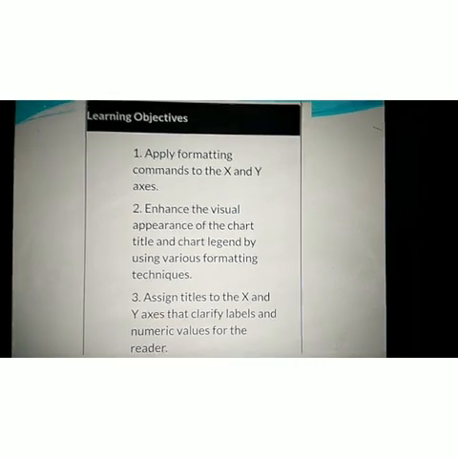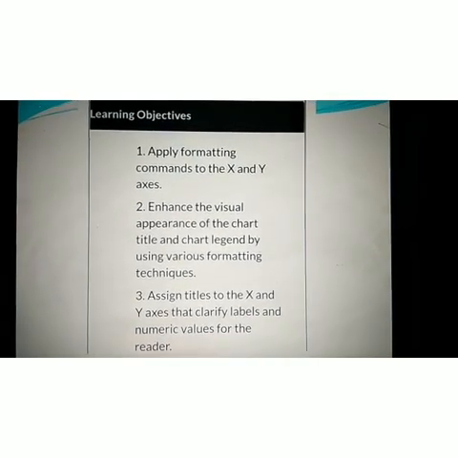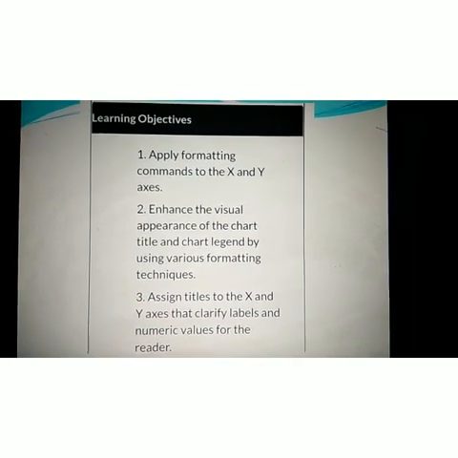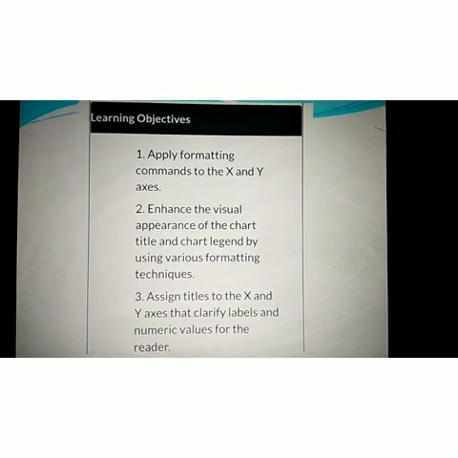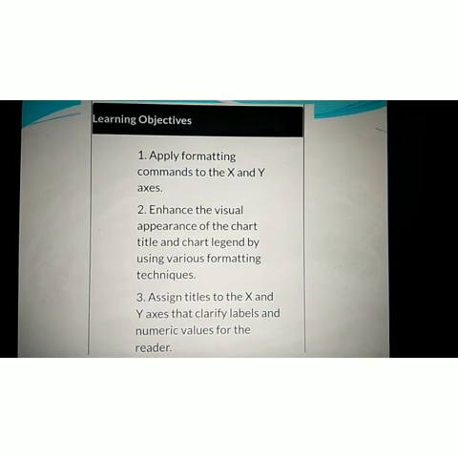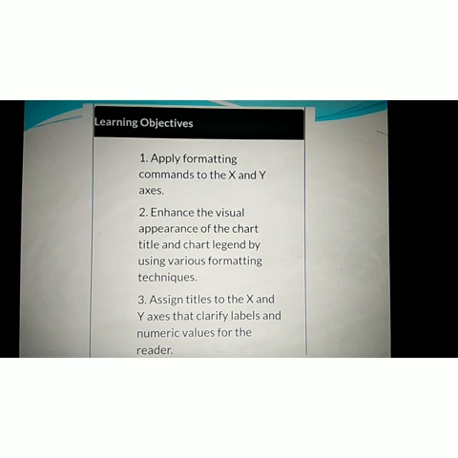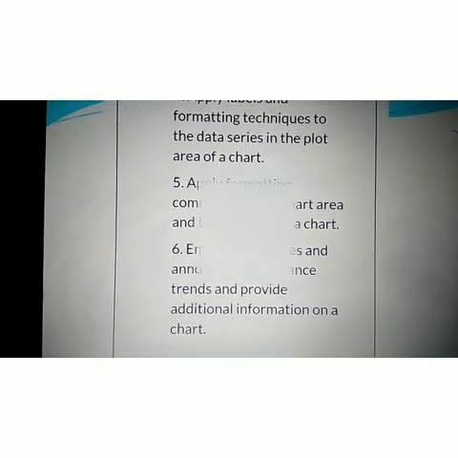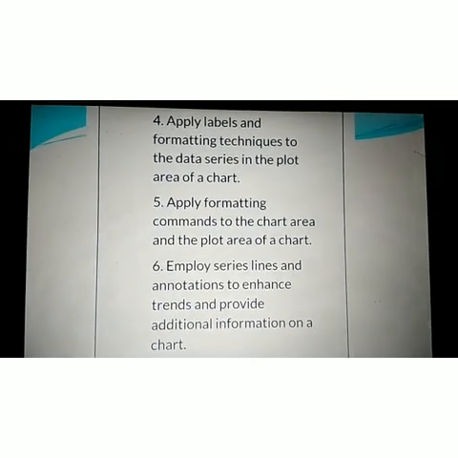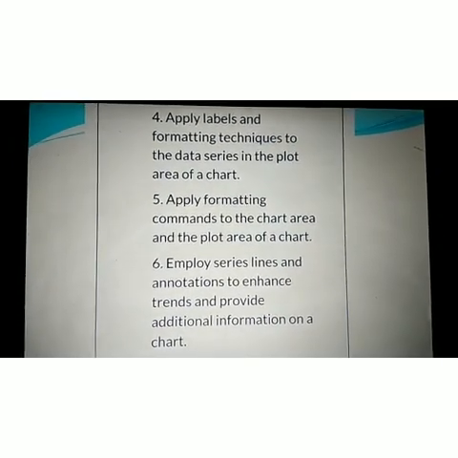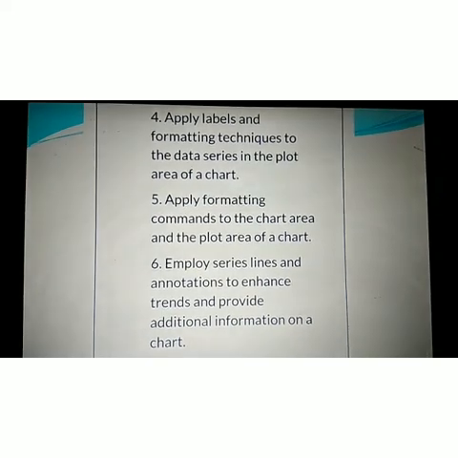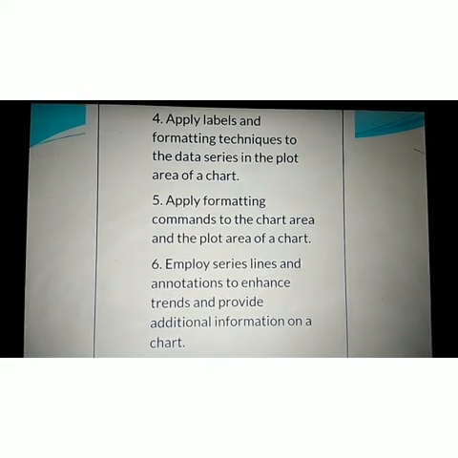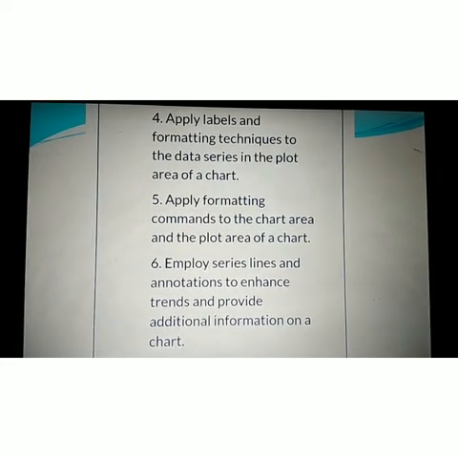We apply different types of formatting in a chart. Next, assign titles to the X and Y axis that clarify labels and numeric values for the reader. Labels are also assigned to the chart. Now the next objective, the fourth: apply labels and formatting techniques to the data series in the plot area of a chart, and apply formatting commands to the chart area and the plot area of a chart.